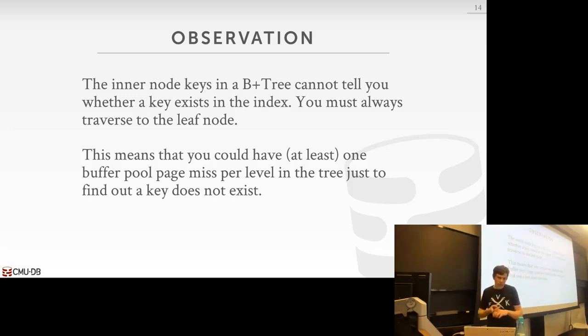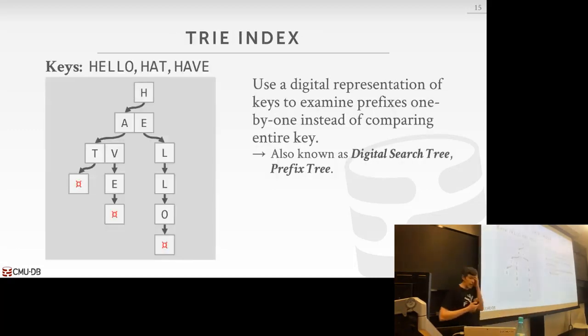So for some applications, it might be nice if we can actually figure out at the top of the tree whether our key exists without having to go all the way to the bottom. So this is what a trie does for us. Quick show of hands, who here has heard of a trie before? Okay, perfect. Who here has heard of a radix tree? Fewer, excellent. Okay, so a radix tree is just a specialization of a trie. And nobody uses tries, everyone uses radix trees in databases. So we'll go through this.